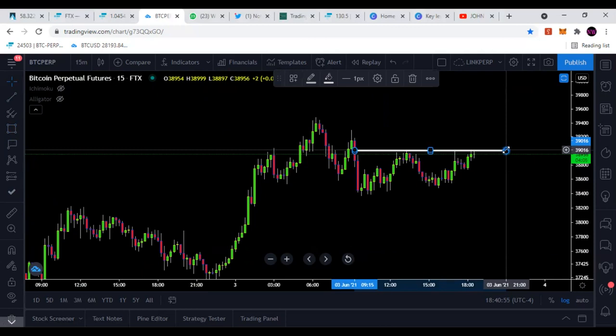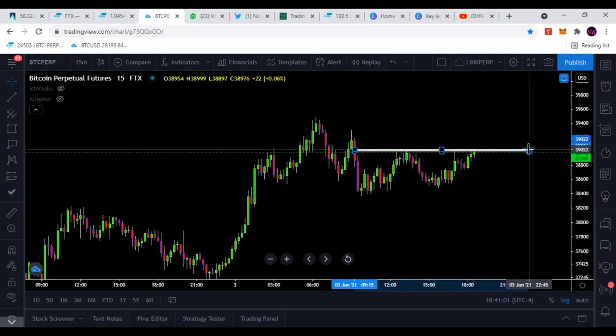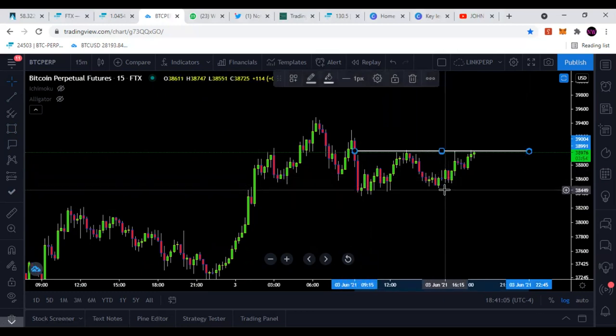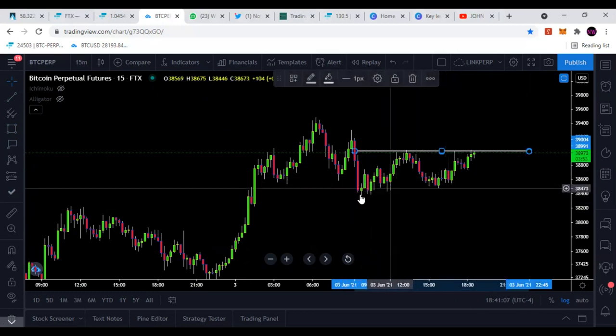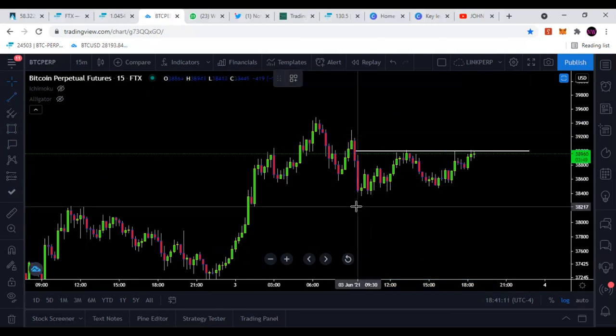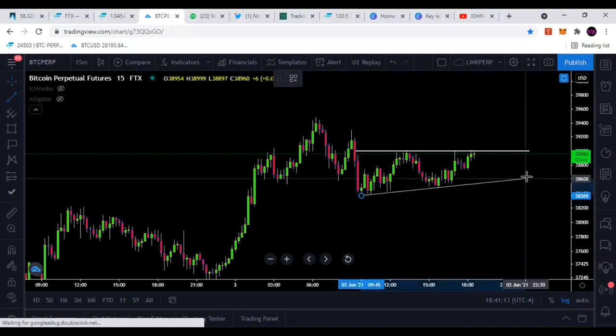Though I will be dropping a lot of short videos explaining all these chart patterns. Why do we call it a double bottom? Double bottom will have these two levels. They will be at the same level, but you can see this is lower than this. So this is not a double bottom. This is what we call an ascending triangle chart pattern.